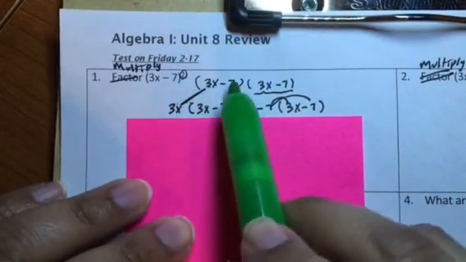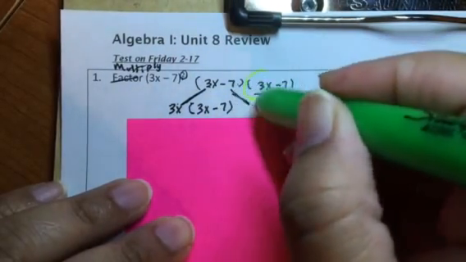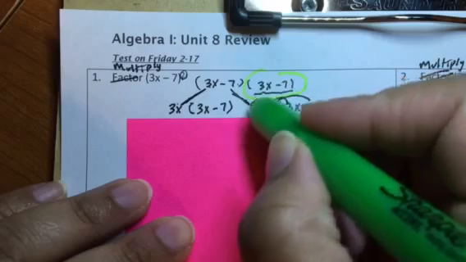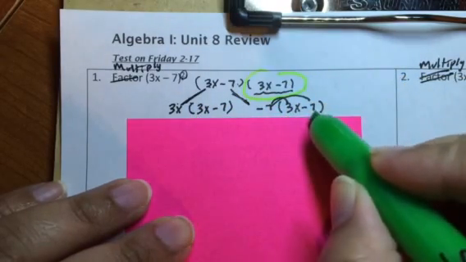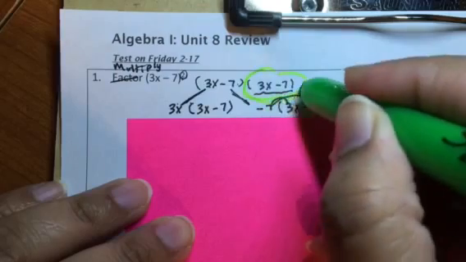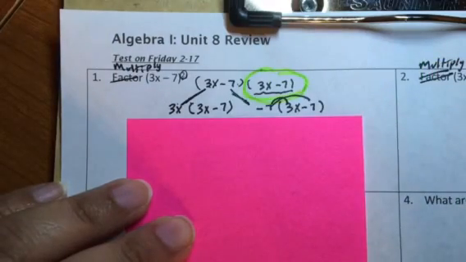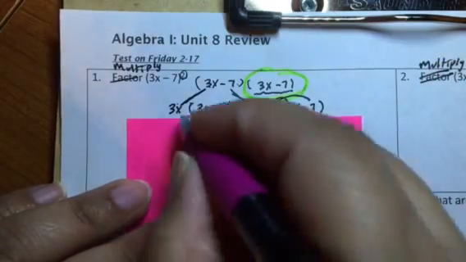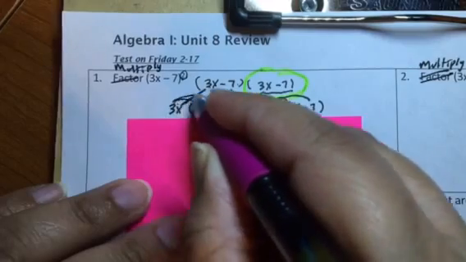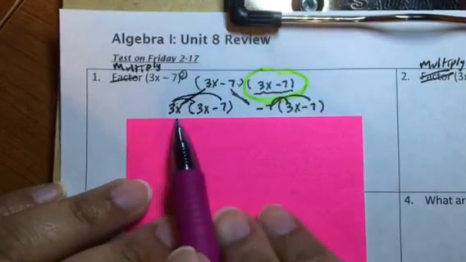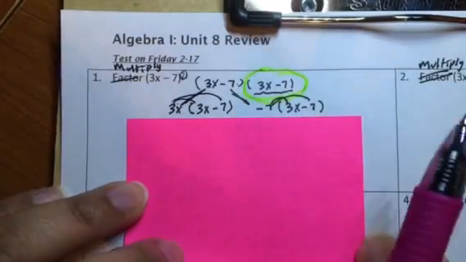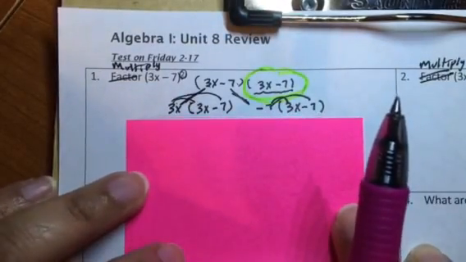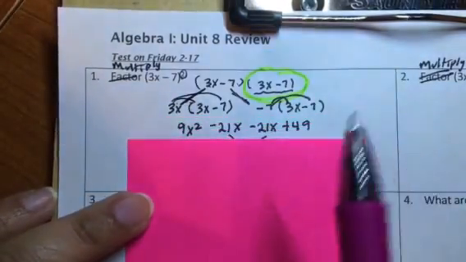This first term gets split and the second term gets written twice. So this is why you see 3x - 7, 3x - 7. So this right here was what got split twice. Now, if you'll remember, what we're supposed to do next is distribute. So if you look, 3x times 3x is 9x squared. 3x times negative 7 is negative 21x.